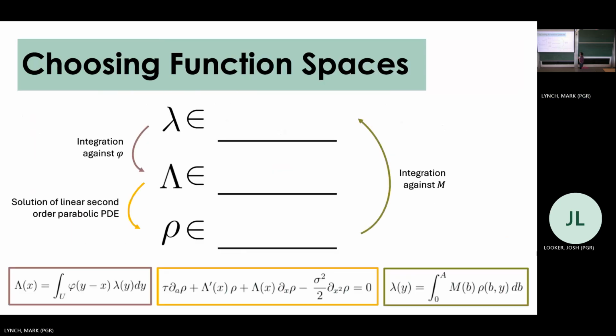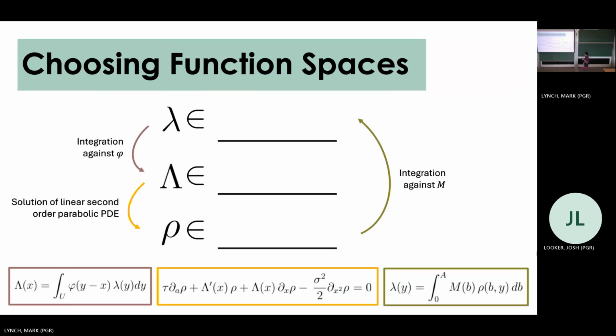Okay, so we're going to start with a little lambda that's going to be a function in some function space. We're going to integrate it against phi to get a capital lambda, which will be another function in a different function space. That's going to become the coefficients for this PDE, and that will give us a solution to the PDE that will exist in some other function space. And then we will integrate the solution of the PDE to get back a little lambda and hope that after going through this process, we end up back in the same function space.